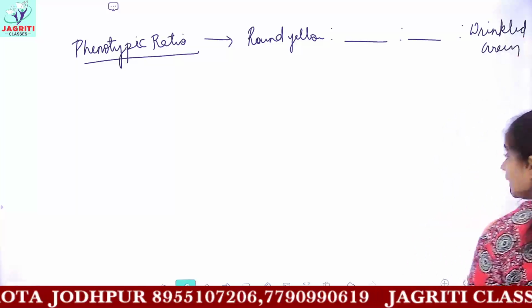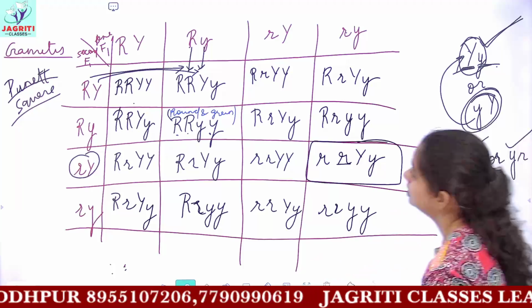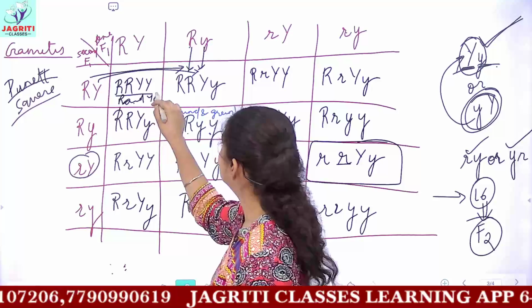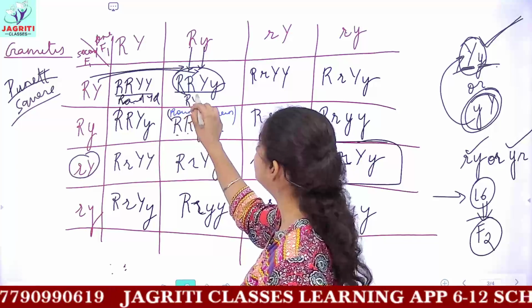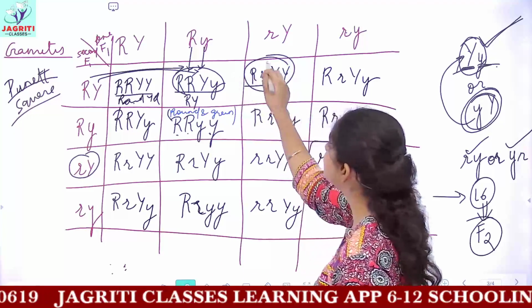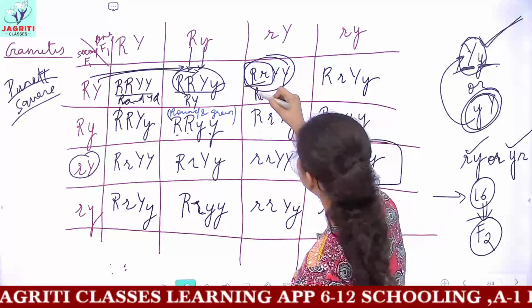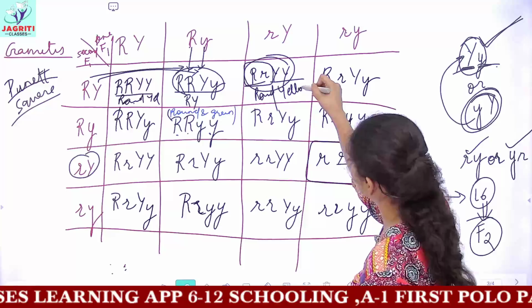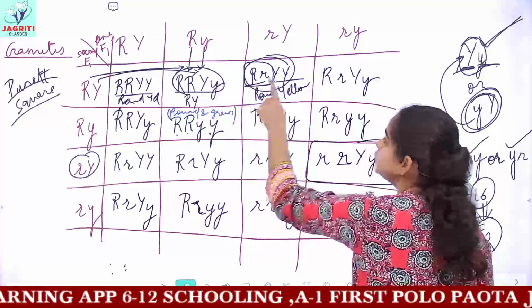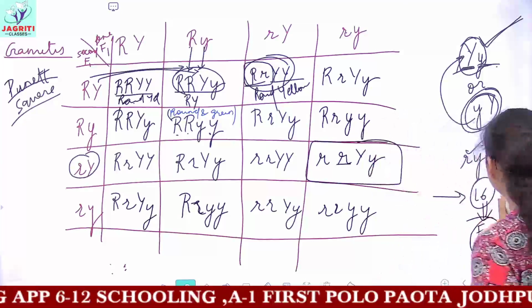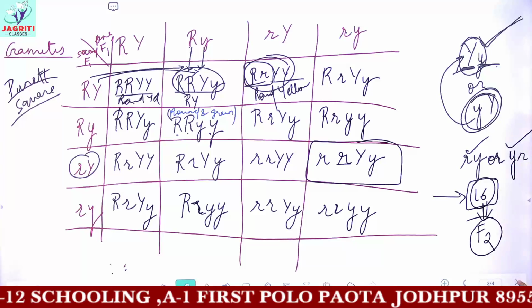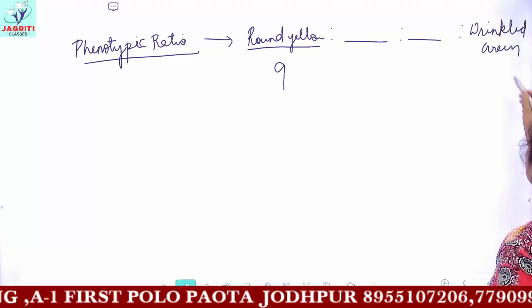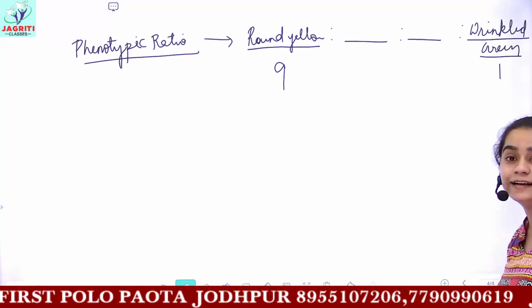So if you count it out from the table itself, this is for round yellow. This is again round and yellow. Capital R small r means the shape would be round. Capital Y small y means the color would be yellow. And hence when you write the phenotypes, you can count them out. So out of the total 16, 9 combinations would have round and yellow characters, and only one combination would have wrinkled and green.